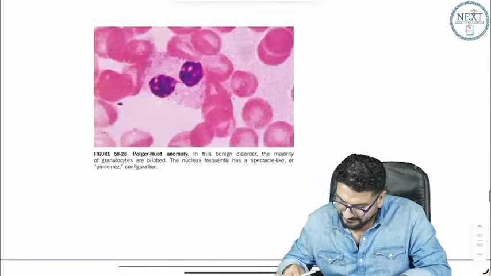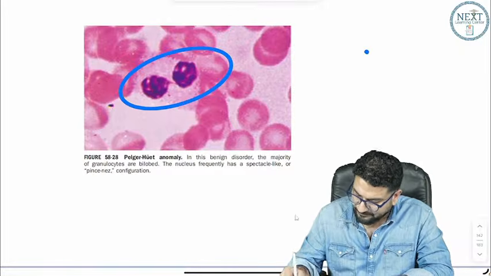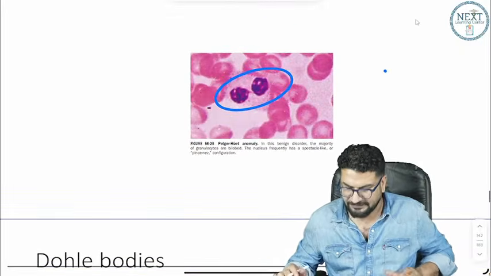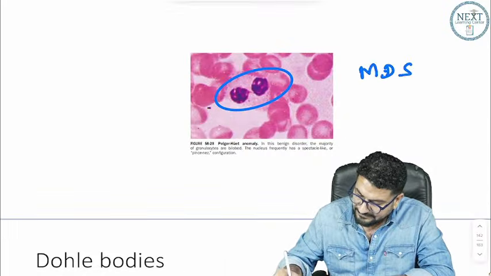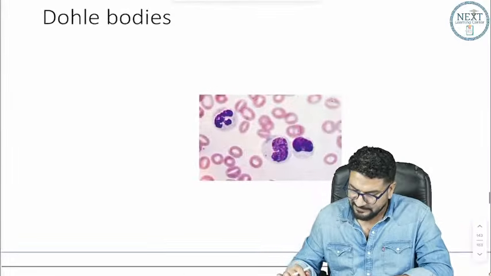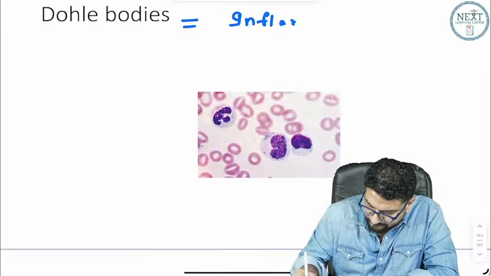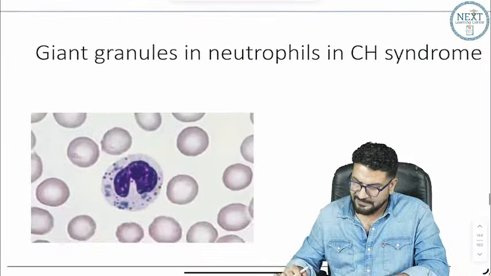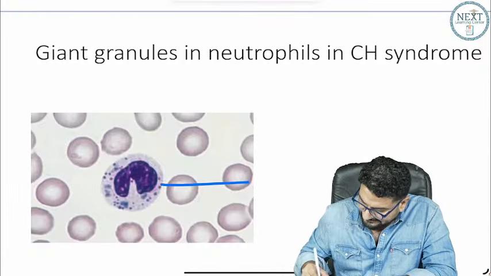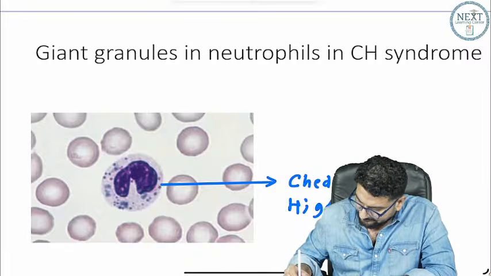This is your Pelger-Huet anomaly. You can see a spectacle-like nucleus. We call this Pelger-Huet anomaly. You can see this sometimes in a patient of myelodysplastic syndrome. You can see this even in some chronic inflammation. Dohle bodies, you can see, are a marker of inflammation. But sometimes Dohle bodies can also be seen in myelodysplastic syndrome. This is giant granules. You can see giant granules in Chediak-Higashi syndrome.